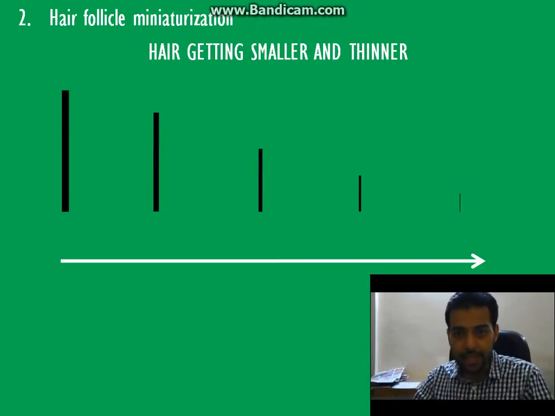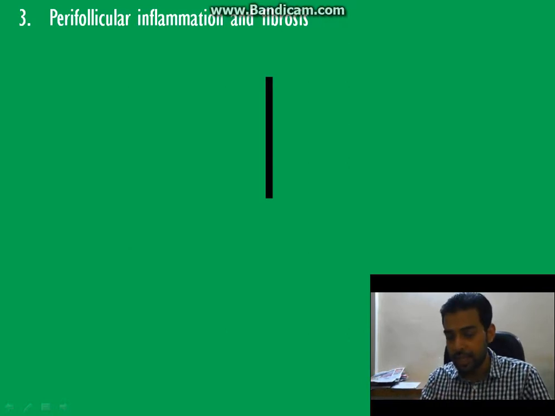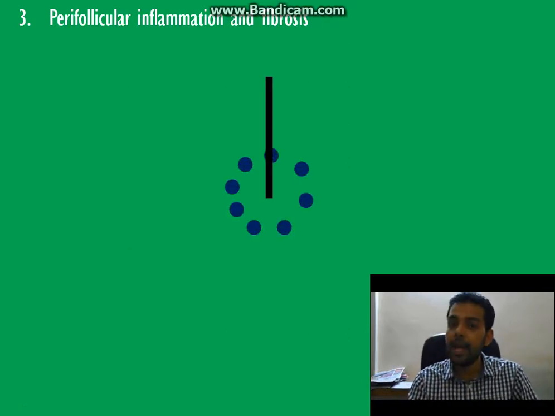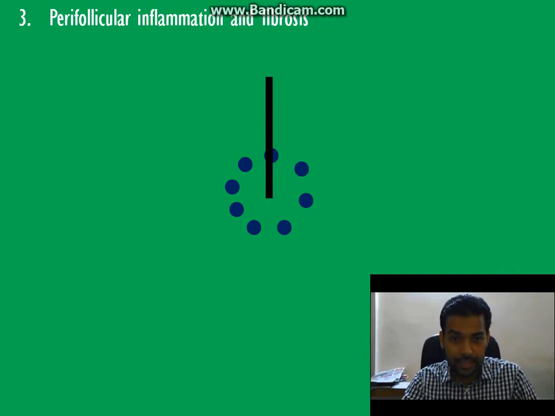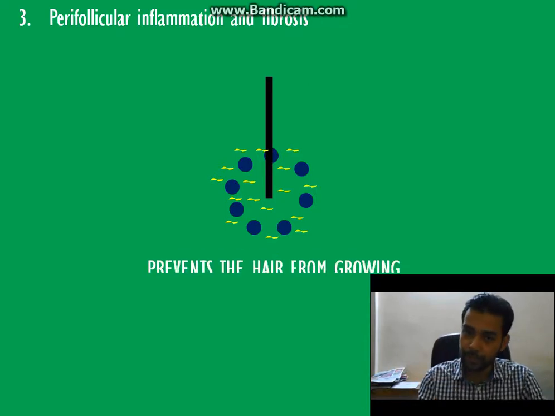Third thing which is happening is the perifollicular inflammation and fibrosis. Our inflammatory cells, WBCs, as we say, gather around the hair follicle and produce inflammatory mediators, resulting in fibrosis. And this fibrosis around the hair follicle prevents the hair from growing.